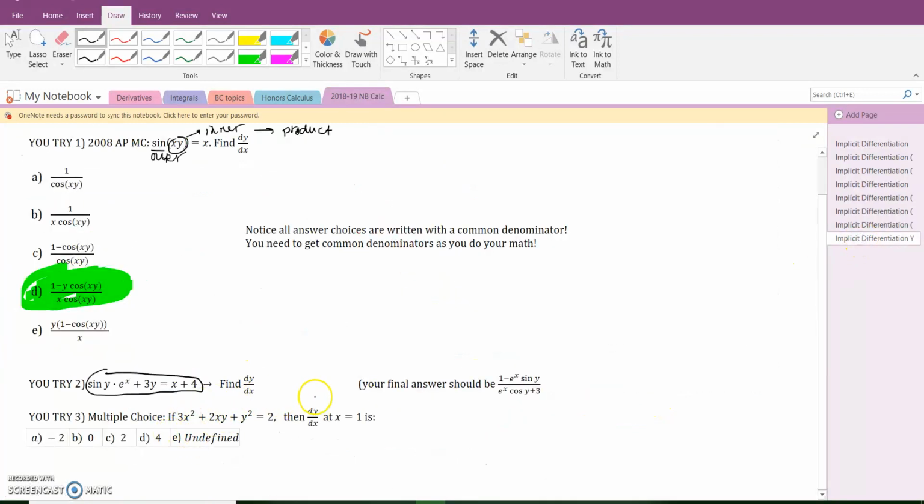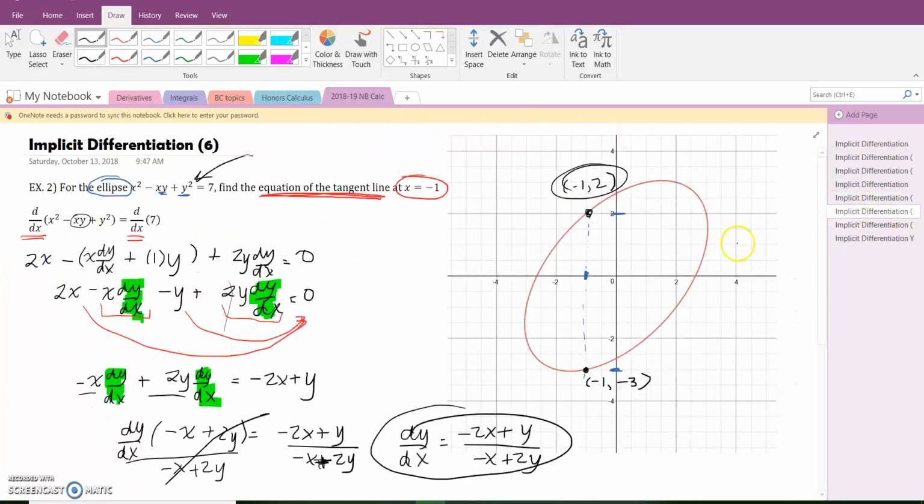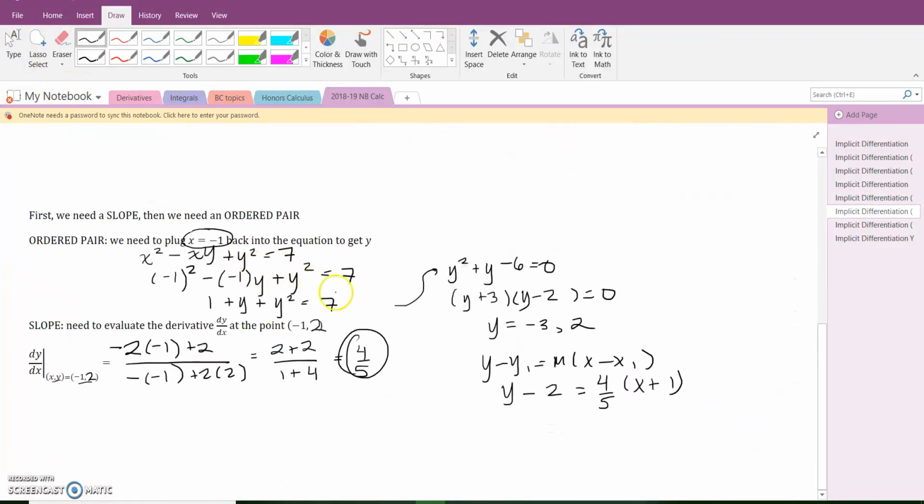And then for the last one, I gave you an implicit function, or an implicit equation, I should say. And then I'm going to give you an x value, and I want you to find the derivative with respect to x. So you're just getting the slope. You're not doing the equation. And notice you only have an x, so you're going to have to plug back in to get a y, like we did right here. You have to plug your x back into the original to get your y.